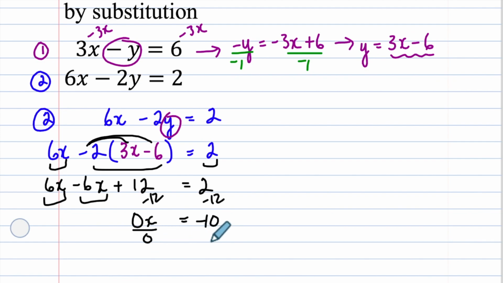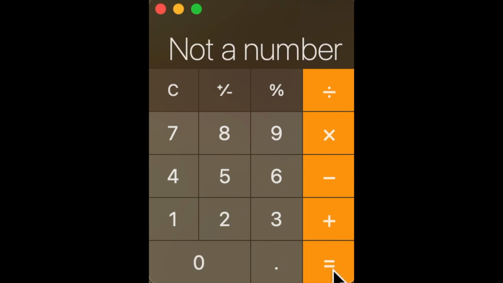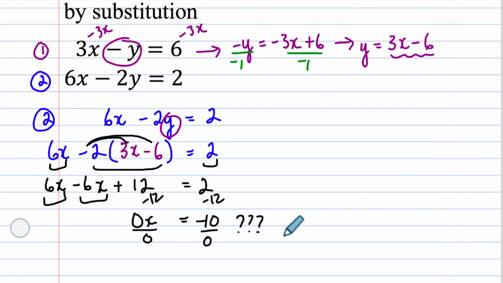Divide by 0 is not possible. Negative 10 divided by 0 is not a number, or undefined. What is the problem? Well, a couple things. You could use Desmos to double check and see what's going on. Or maybe you are thinking about these lines never intersecting. How could you figure that out using algebra?